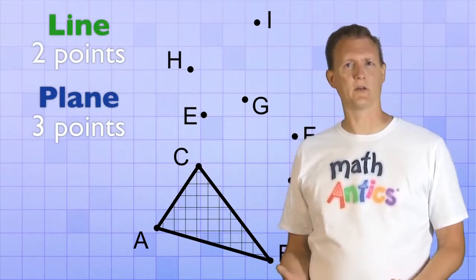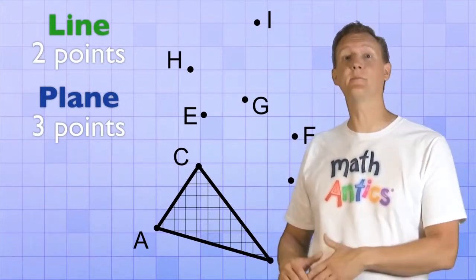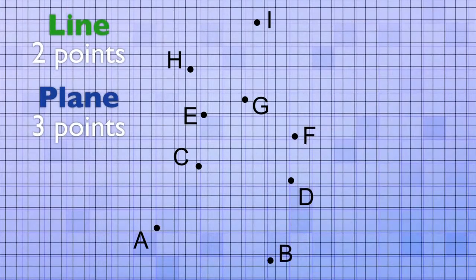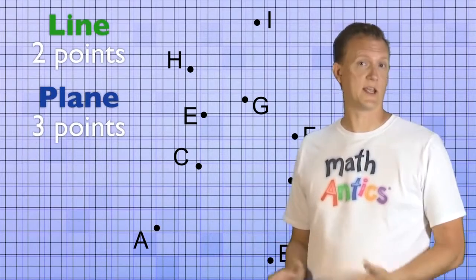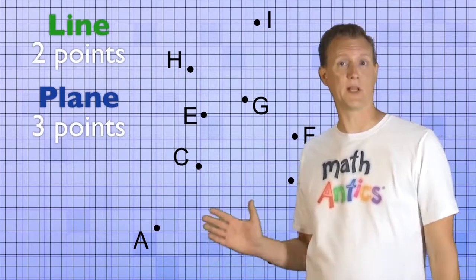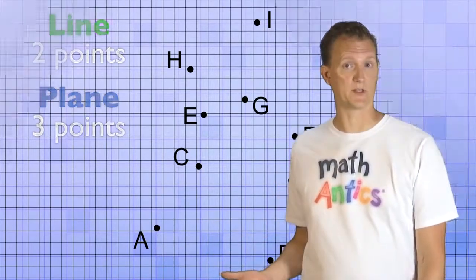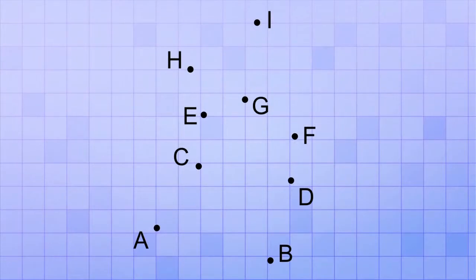You can think of a triangle as a smaller part or a segment of a plane, but the plane itself keeps on going forever. So 3 points is all it takes to define a plane. And in the space we've been looking at, we already have plane ABC. So let's try making some other planes with the rest of the points. We can choose any 3 points that we want to.